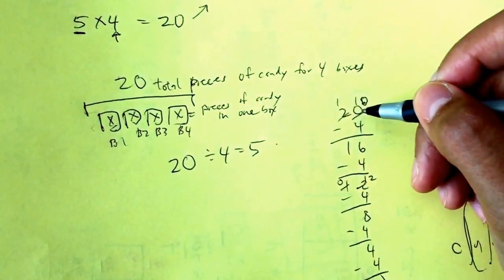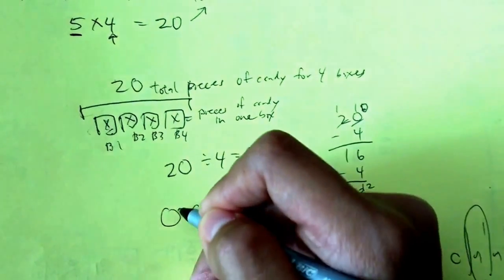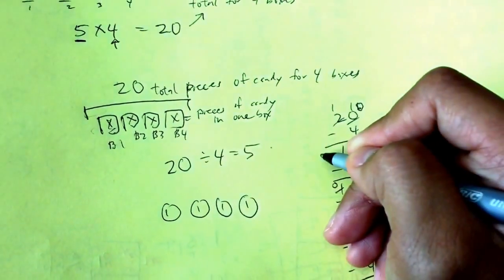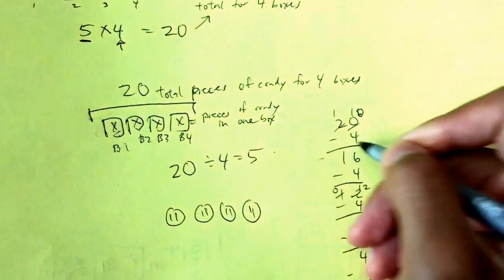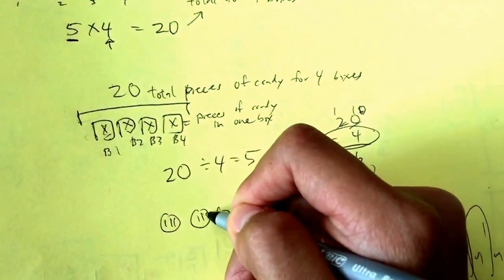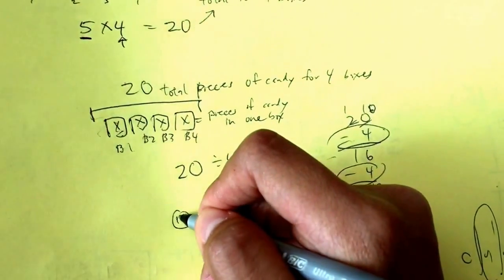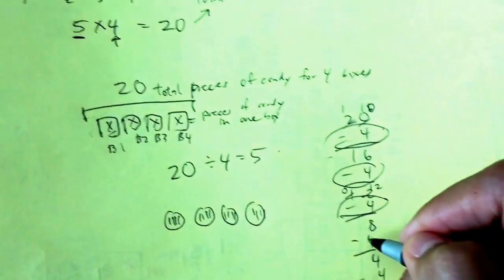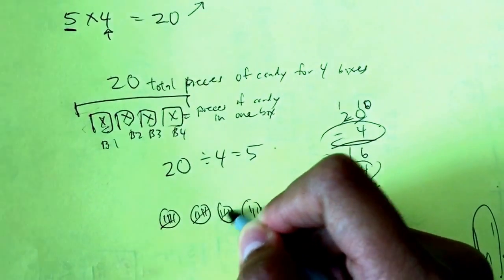So what you're doing is you're starting with 20, and you're saying, hey, I have 20, here are my 4 boxes, I'm going to give everyone 1 piece of candy. All right, now I have 16. I'm going to give everyone 1 piece of candy. So I did it once, I did it twice. Now I have 12, and I'm going to give everyone 1 piece of candy. And then now I have 8, and I'm going to give everyone 1 piece of candy. And then now I have 4, and I'm going to give everyone 1 piece of candy.